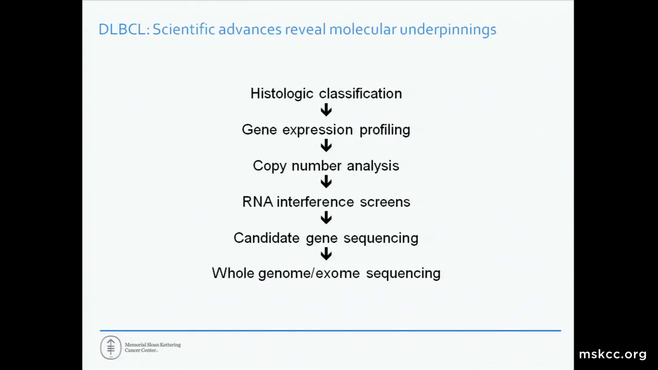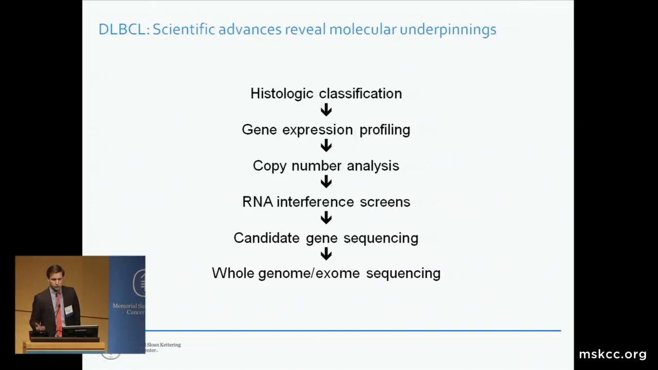Over the ensuing years, continued scientific advances revealed more of the molecular underpinnings of DLBCL, and this same progression was followed in other types of lymphoma as well. We moved from a histologic classification to these initial gene expression profiling studies that identified distinct molecular subtypes. From there, copy number analyses were performed that could identify genes that were either lost or gained in different types of lymphoma. Genes that were lost were typically identified as tumor suppressors, whereas genes that were gained were identified as oncogenic drivers, suggesting that they might be targeted therapeutically.